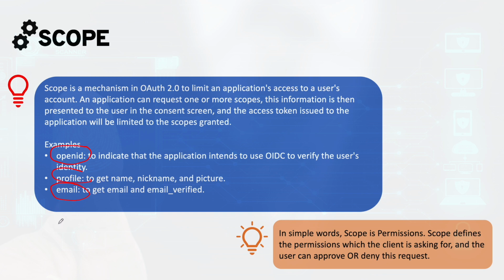You can define as many scopes as possible. Just to say in simple words, scope is the permissions which are being granted on the resource server. Scope defines the permissions which the client is asking for, and the user can approve or deny this request.